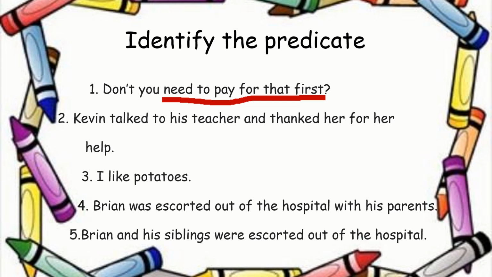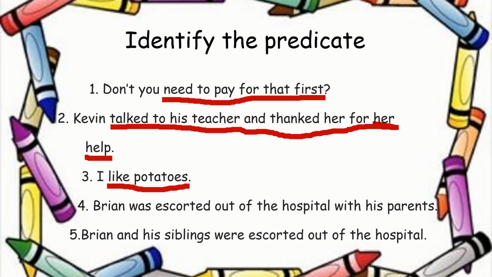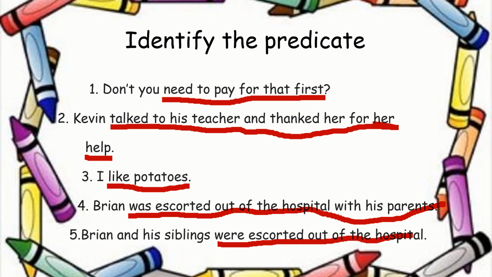Second one. Kevin talked to his teacher and thanked her for her help. Now which is the first verb? Talked. So from talked till the last is the predicate. Third one, I like potatoes. Like potatoes is the predicate. Fourth one, Brian was escorted out of the hospital with his parents. So here we have the auxiliary verb was. So was escorted out of the hospital with his parents is the predicate. Fifth one, Brian and his siblings were escorted out of the hospital. So from were escorted out of the hospital is the predicate.